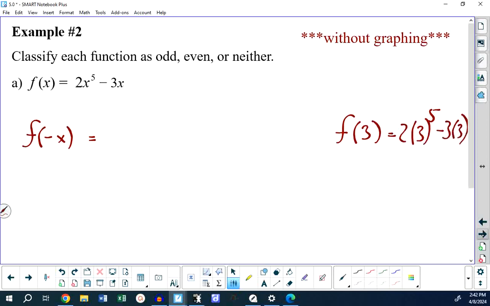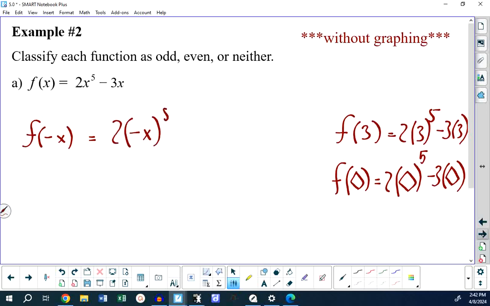Right, quick review of function notation. F of 3 would mean this, wouldn't it? F of diamonds would be 2 times diamonds cubed, no, to the 5 minus 3 times diamond. Yeah? So f of negative x is what we get when we replace x with negative x, and that seems weird, but you're accustomed to that. It's almost like a horizontal reflection, if you want to wrap your head around it. So we're going to get 2 times negative x to the 5 minus 3 times negative x.